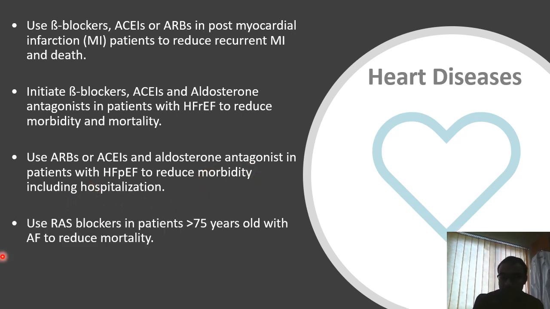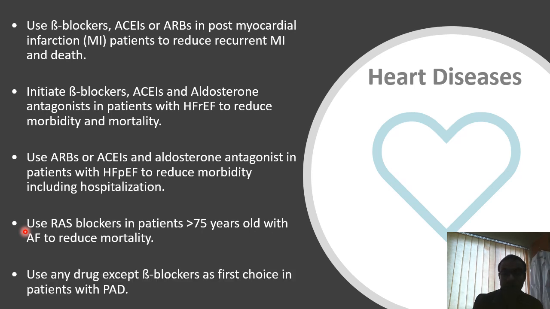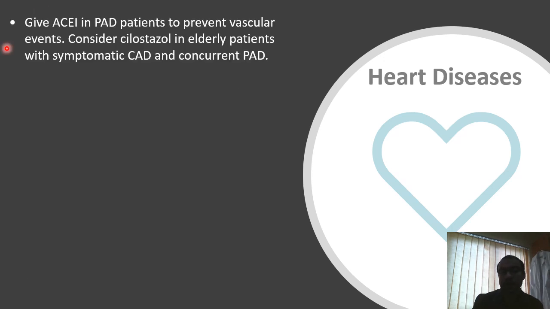In general, RAS blockers in patients who are relatively old and have AF were shown to have a good impact. Any drug except beta blocker is acceptable in patients with peripheral artery disease; beta blocker is not encouraged. For this group, we can particularly give an ACE inhibitor, and think about making use of antiplatelets in these cases.